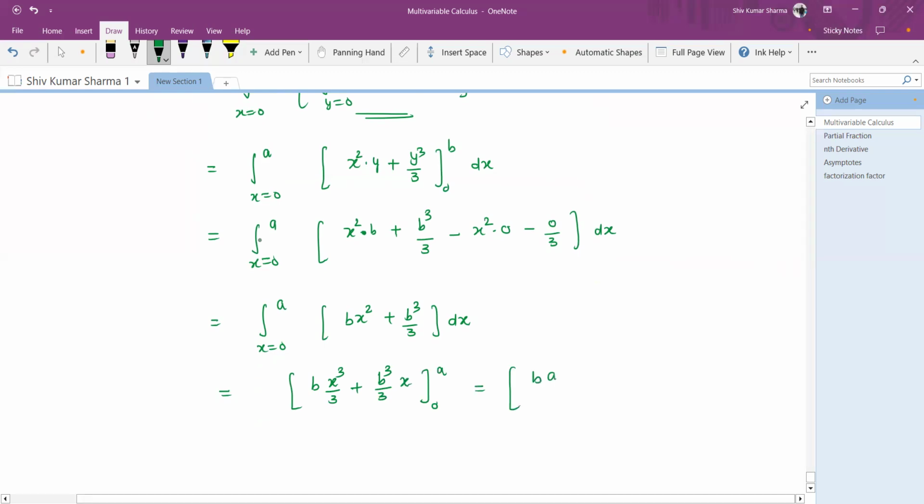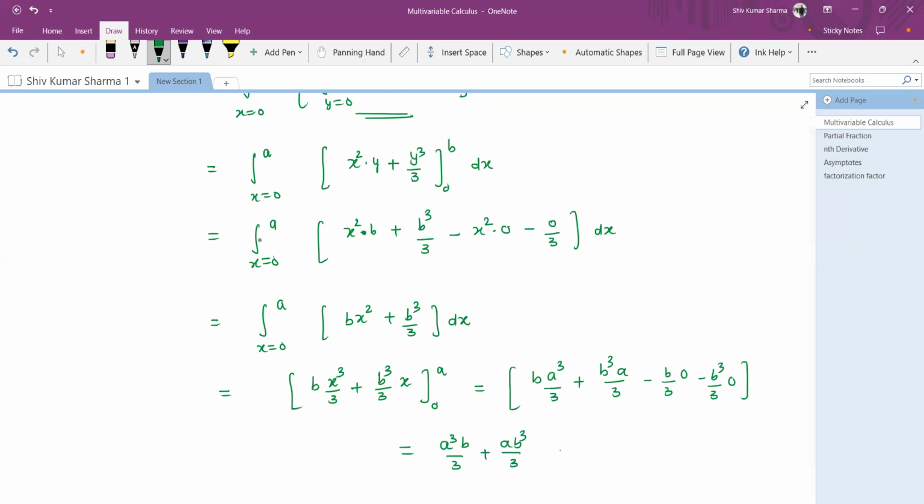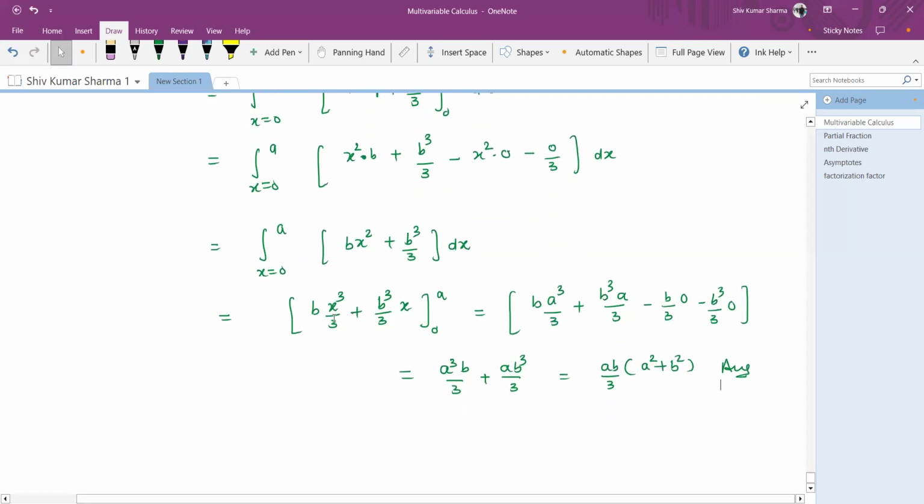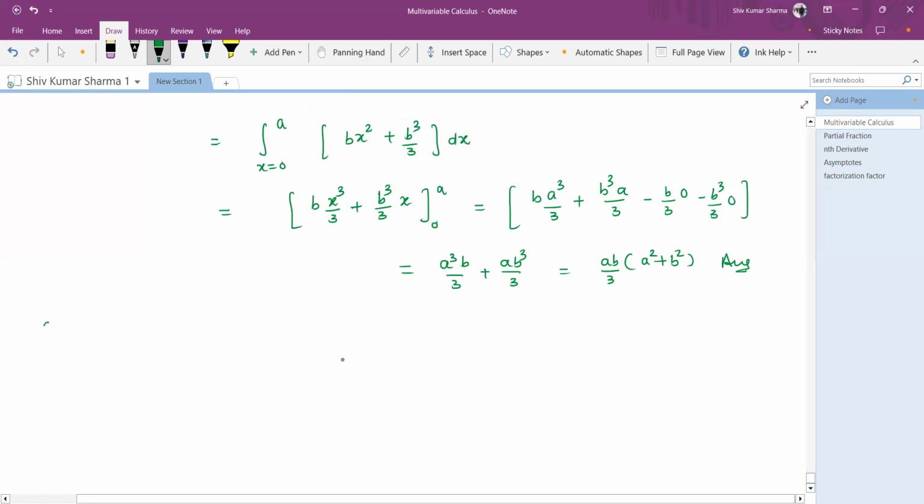So we get b into a cube upon 3 plus b cube into a upon 3, minus the lower limit, b upon 3 into 0 minus b cube upon 3 into 0. So this gives us a cube into b upon 3 plus a into b cube upon 3. Here we can take ab upon 3 common. So we get a square plus b square. So this is our answer. So we solved two problems in which both limits are constants. Now we move further, to question number 3.